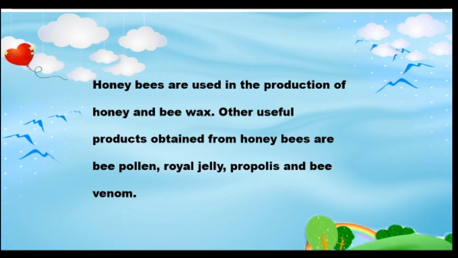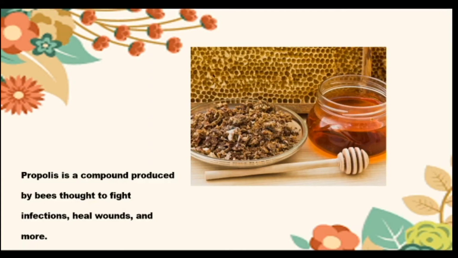Some of you may not know what royal jelly, propolis, and bee venom mean. So we are going to discuss that. Propolis is a product produced by bees to fight infections, heal wounds, and more. So this is the propolis, which we are able to collect from the honey home. This carries some of the materials.